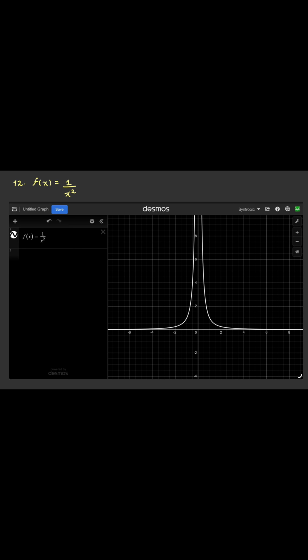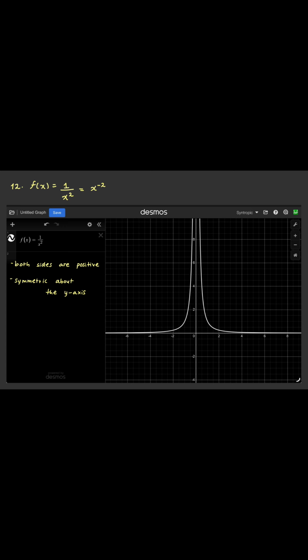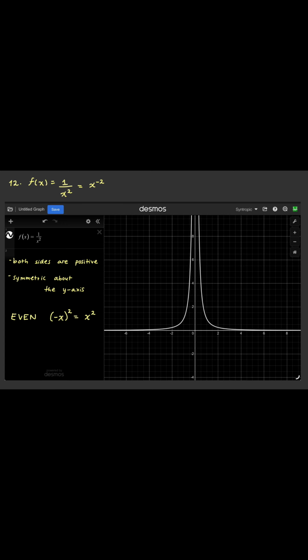Next, f of x equals 1 over x squared. In this graph, both sides are positive and it is symmetric about the y-axis, making it an even function.